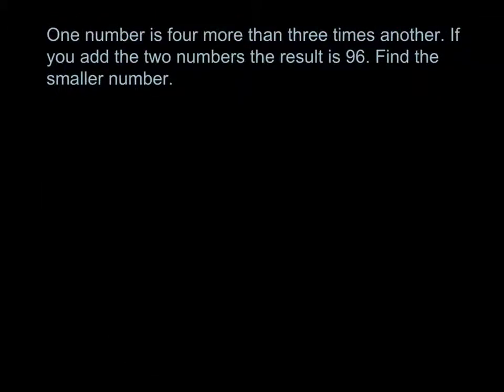Okay, our next slide. One number is 4 more than 3 times another. If you add the two numbers, the result is 96. Find the smaller number. First of all, we have two things that we don't know. They're two numbers. So I'm going to let my variables be m and n. So m equals the first number, and n equals the second number. So I've defined my variables, so when I make my equations, you understand what they mean.